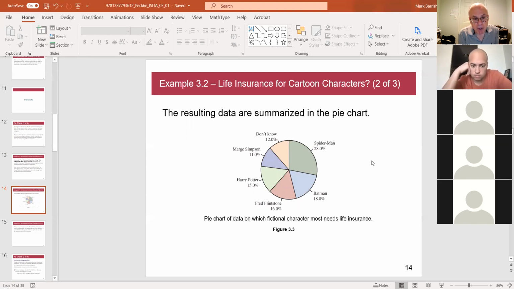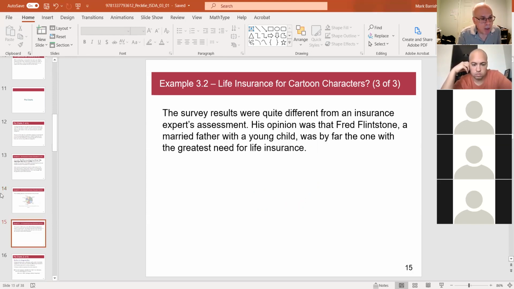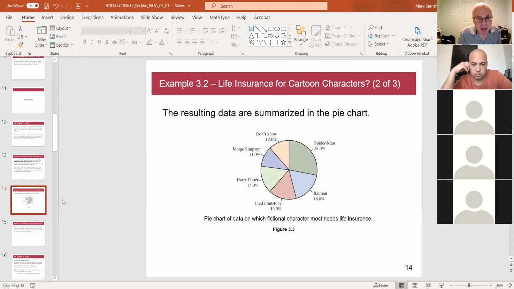Marge Simpson. Marge Simpson, right? Even the "don't know" category was bigger than Marge Simpson. All right. Although, being married to Homer Simpson, I don't know why maybe they... life insurance is usually for married people. So it should have been either Fred Flintstone or Marge Simpson. Spider-Man, I don't believe, was married. So it's usually given. So anyway, it's just a comment.